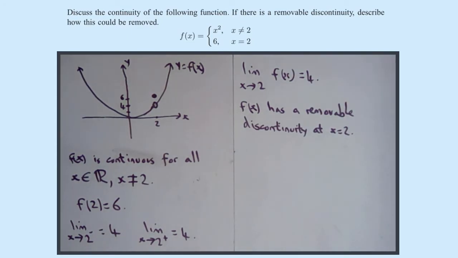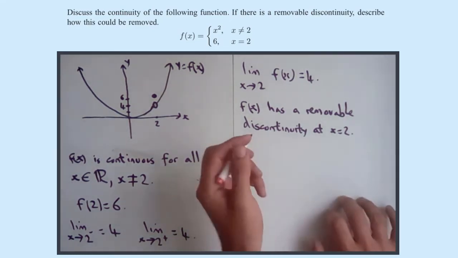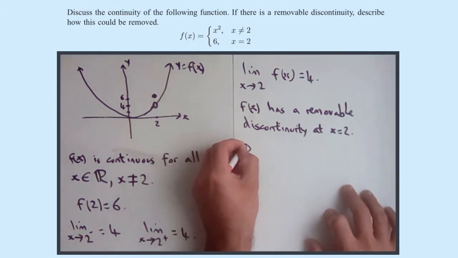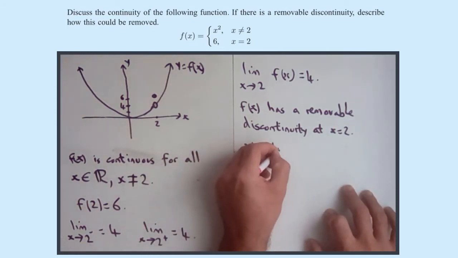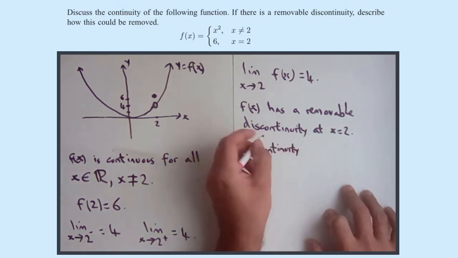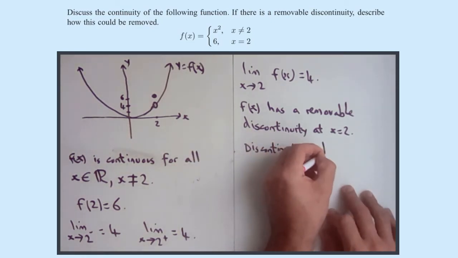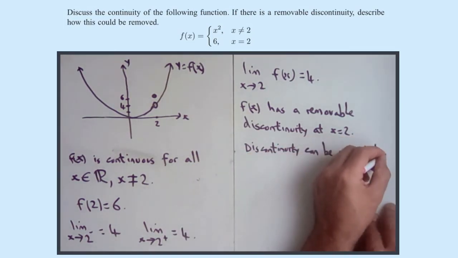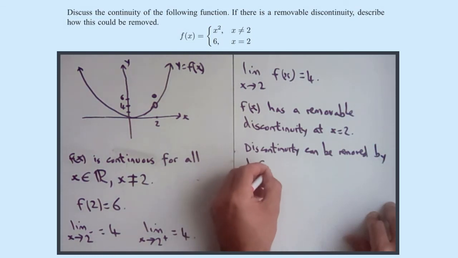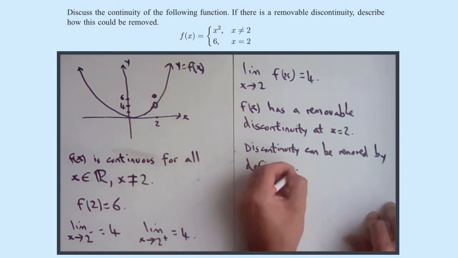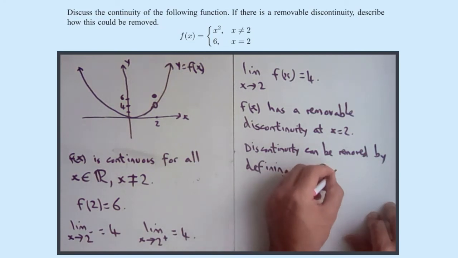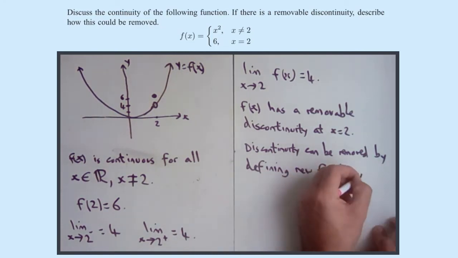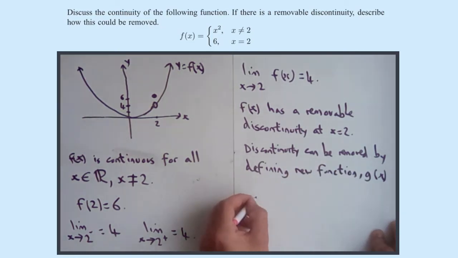So then we have been asked, if there is a removable discontinuity, describe how this can be removed. So this would be removed by redefining the value of f of 2, basically. So this discontinuity can be removed by defining a new function. We'll call it g of x.